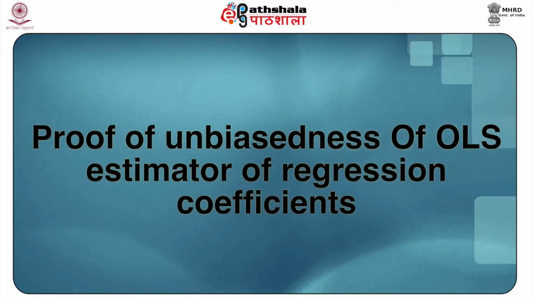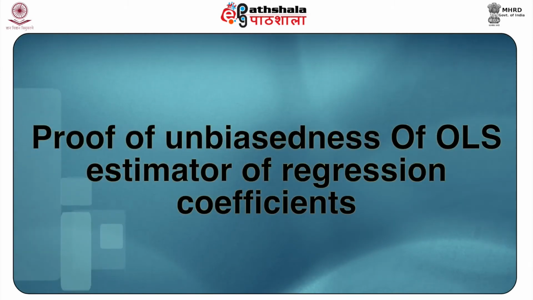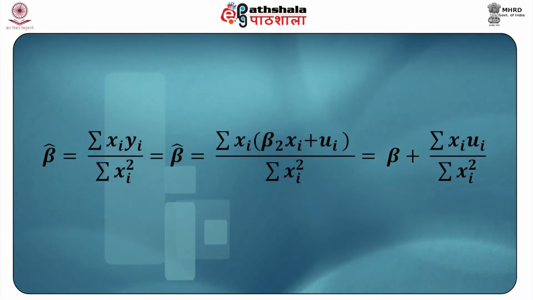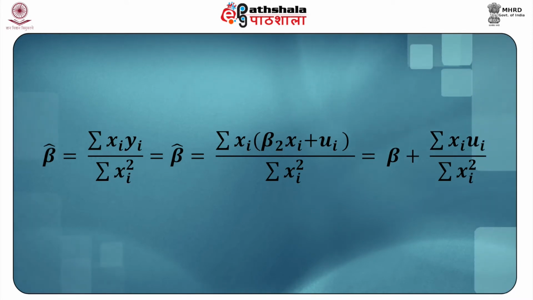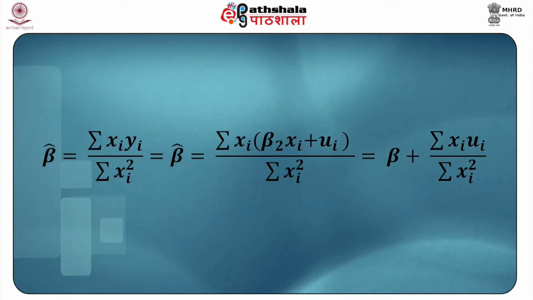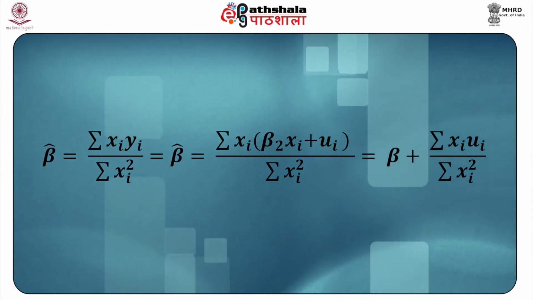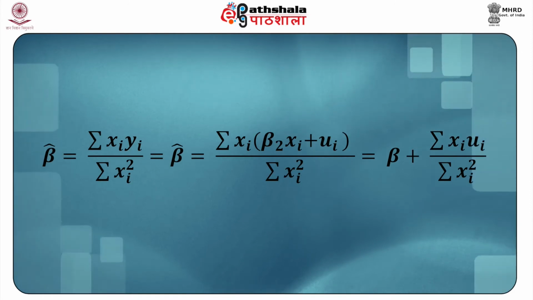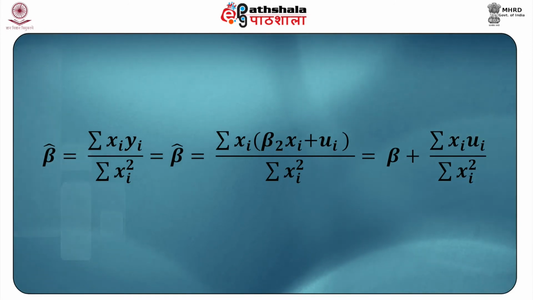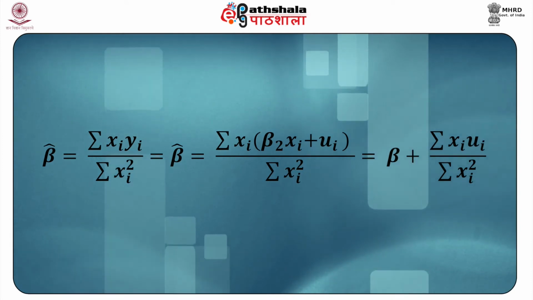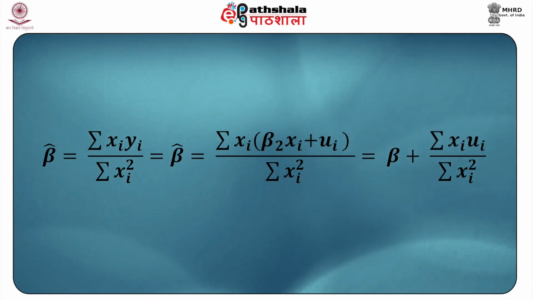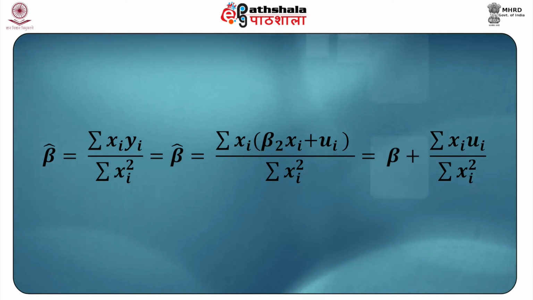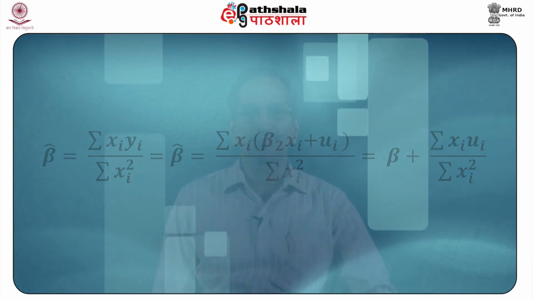Now look at the proof of unbiasedness of the OLS estimator of regression coefficients. Substituting for yi from equation 11 into the formula for beta hat, we get beta hat is equal to sigma xi yi upon sigma xi square, which is equal to sigma xi into beta xi plus mu i upon sigma xi square. This is equal to beta plus sigma xi mu i upon sigma xi square. This is our equation 14.